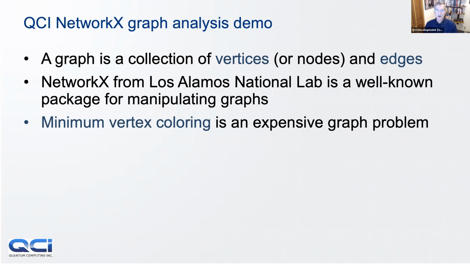There's a set of graph problems that are very compute intense and are seen as a good first use for quantum computers. Minimum vertex coloring is one of those. So I'm going to give a little example here using minimum vertex coloring. Rather than spend a lot of time defining that, I'm just going to jump into a problem.